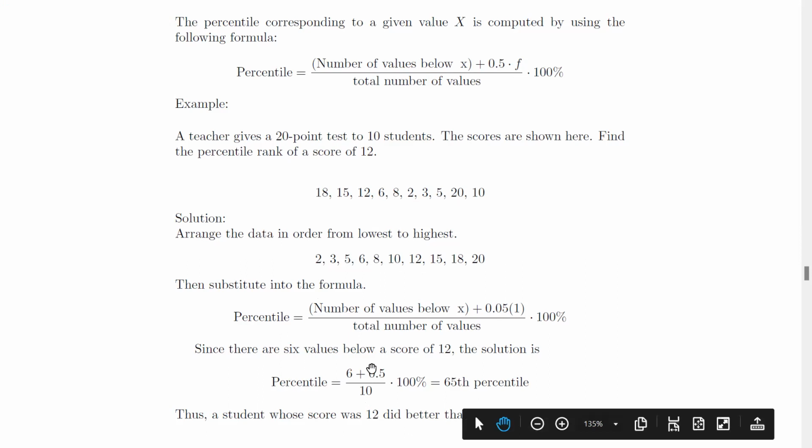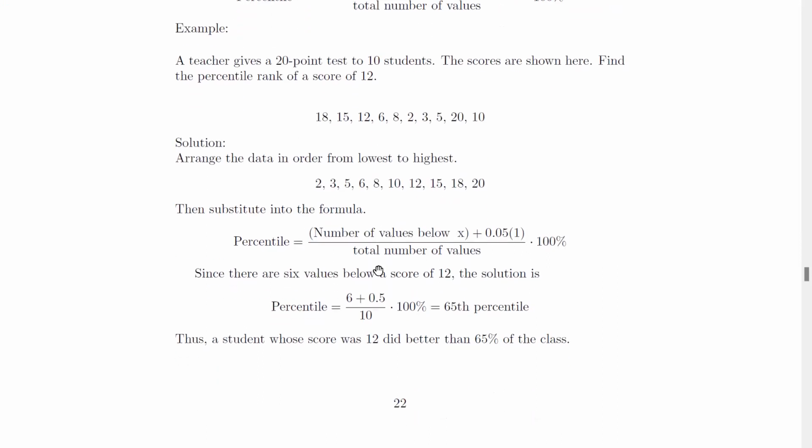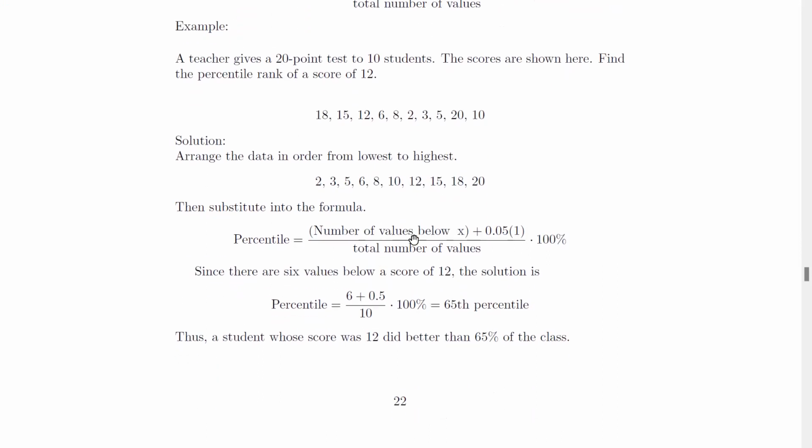So the percentile is 6 plus 0.5 over 10 times 100, which is 65th percentile. So we say the percentile position of the number 12 among this data set is 65th percentile, which means that this person who scored 12 did better than 65% of the students in the class. Only 35% of the students did better than him or her.